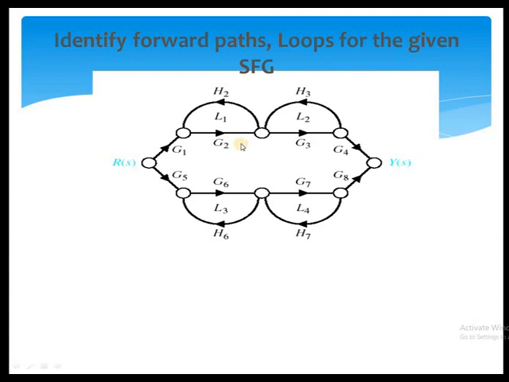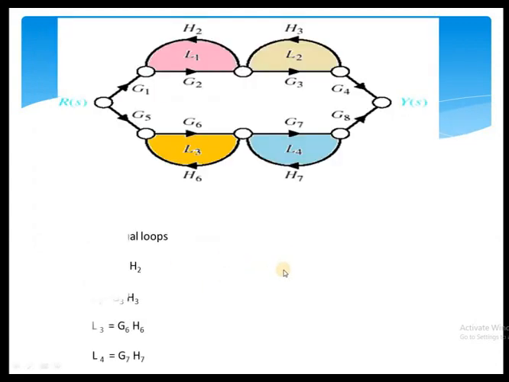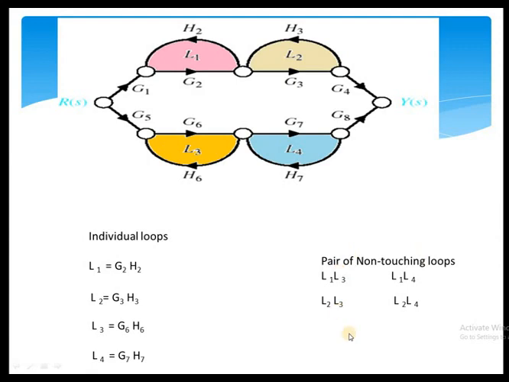4 non-touching loops when comparing with a set of 2 loops. So this is the solution for the question. We have 2 forward paths with the gain values. And what about the loops? We have individual loops here, L1, L2, L3, L4 and non-touching loops.